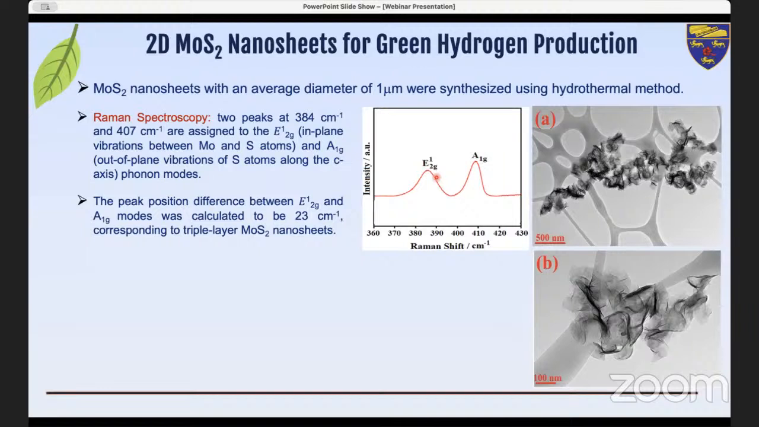It's expected because using the hydrothermal method, it is very tough to produce a monolayer of molybdenum disulfide. But for CVD, the production of monolayer is actually easier.